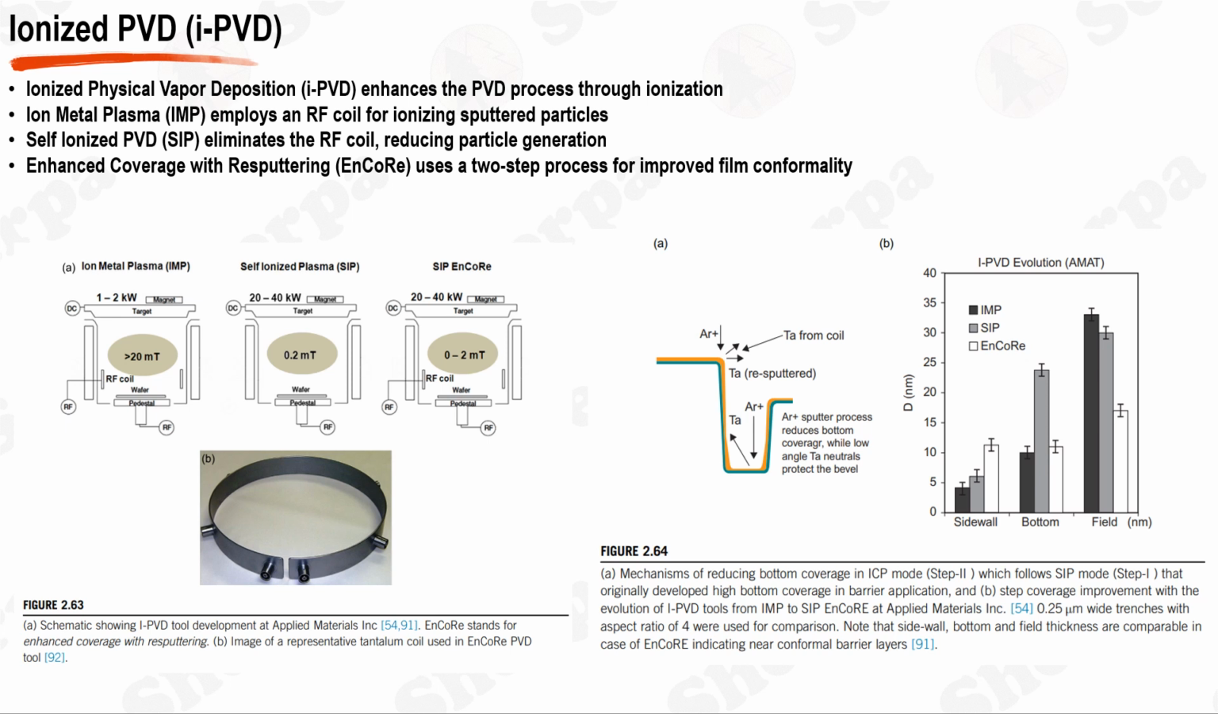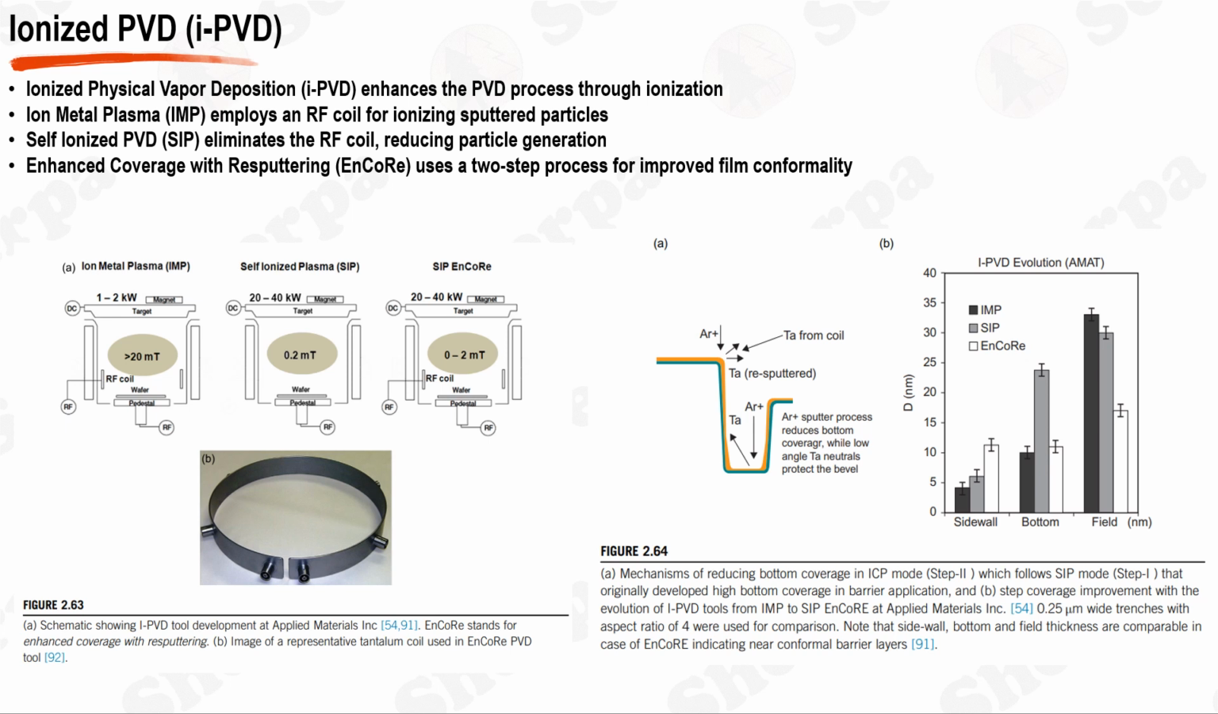One notable variation, ion metal plasma (IMP), utilizes an RF coil to ionize sputtered particles, thus improving the energy and directionality of the deposition process, enhancing the coating precision and quality. Still, this process isn't without challenges. The RF coil presence within the deposition chamber risks particle generation, potentially leading to defects in the deposited film.